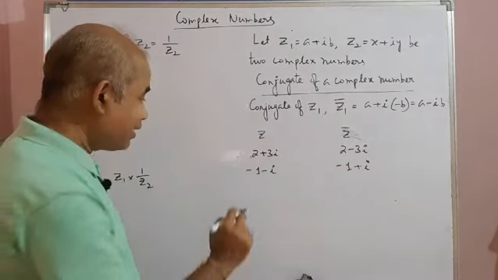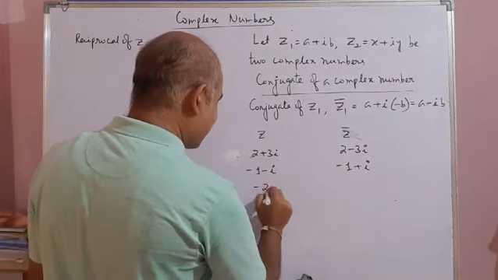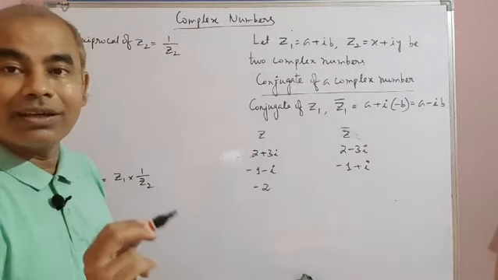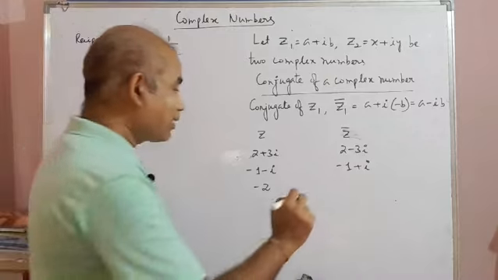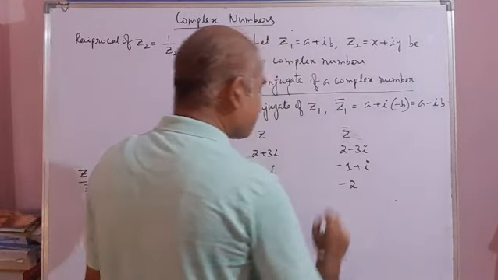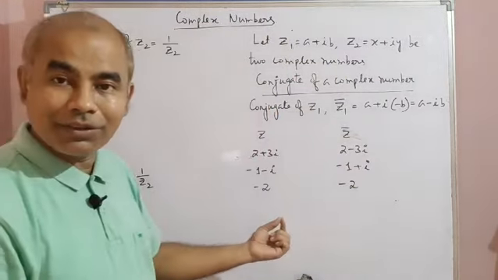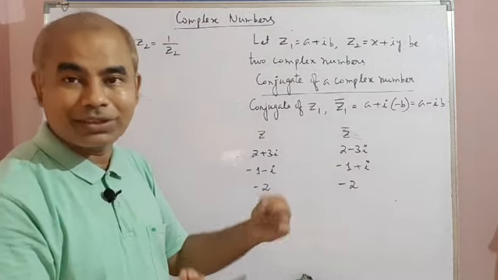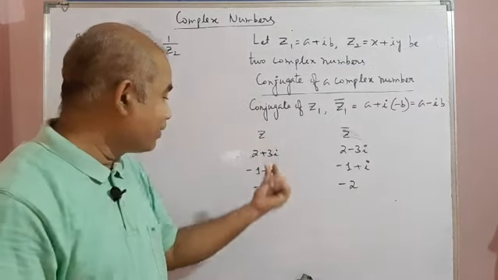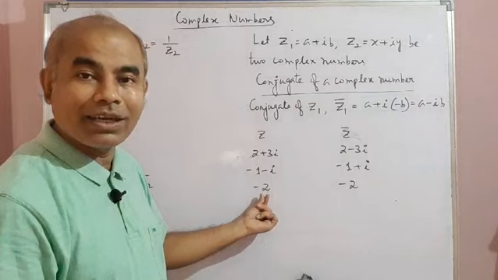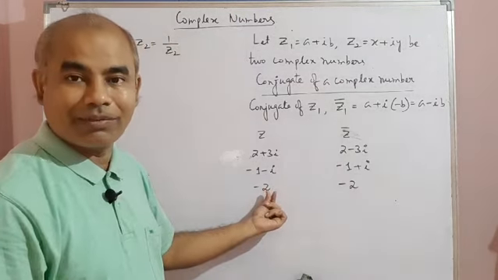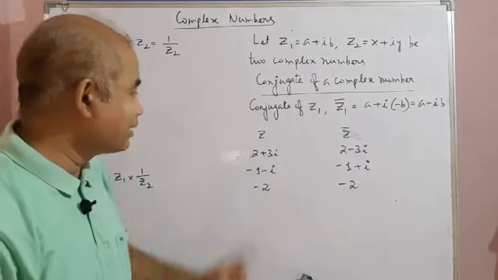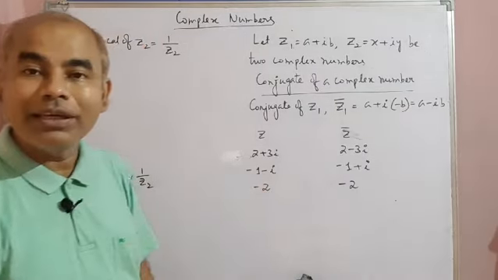Suppose I take say minus 2, because every real number is a complex number. So minus 2 can be the value of Z. Then what is the conjugate of Z? It is minus 2, because here the imaginary part is 0, and if you change the sign of 0, 0 is neither positive nor negative. So when our complex number is a purely real number, then its conjugate is the same as the given number. Z and Z bar are the same if it is a purely real number.